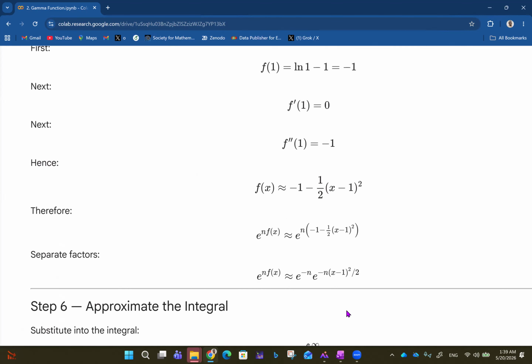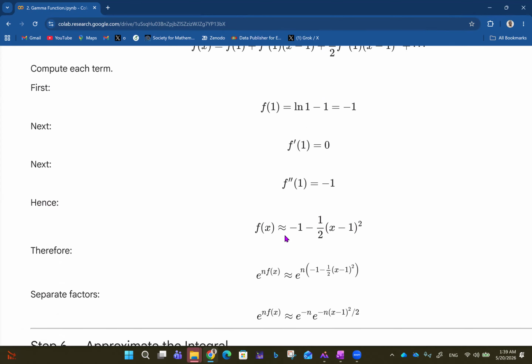So if you use the function the way it is, f of x is approximately minus 1 minus 1 over 2 into x minus 1 squared. Therefore, you discover that e raised to n f of x is approximately e raised to n into minus 1 minus half x minus 1 squared, and so on. If you separate the factors, e raised to n f of x is approximately e raised to minus n, times e raised to minus n into x minus 1 squared all over 2.